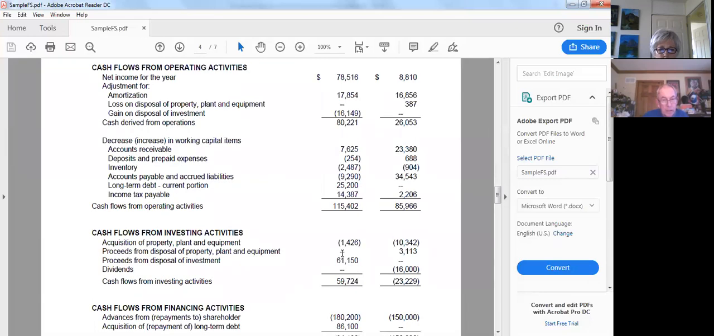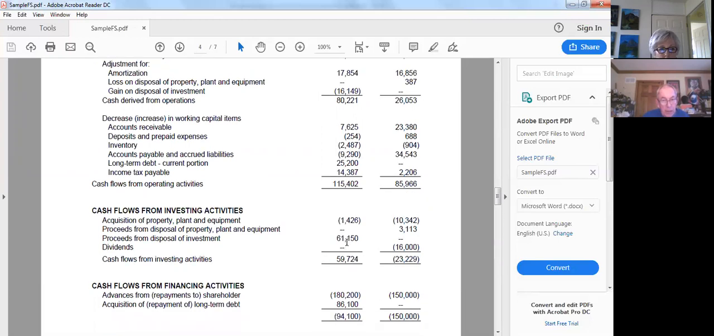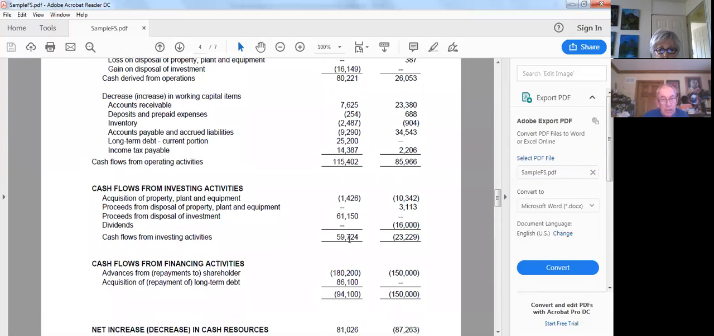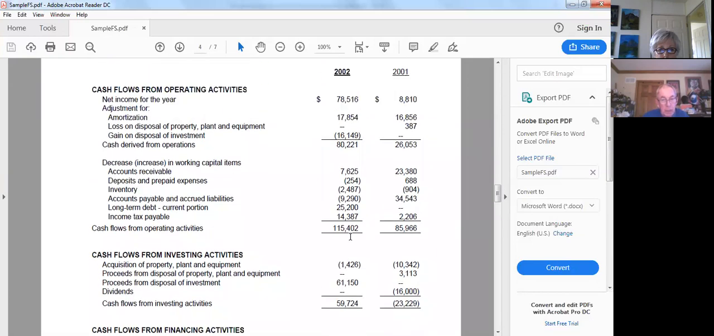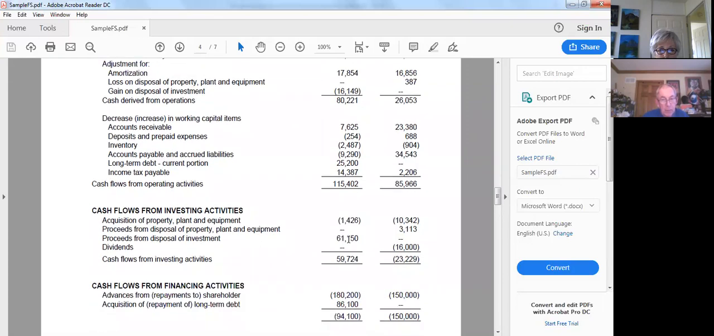Now you look at the cash flow from investing activities. So you subtract the amount you paid on your acquisition of property, and you add into that the total amount you got from the disposal of the investment, which means you got $59,724 from your investing activities, which is nice, but it's not as important as the number from the operating activities, because that's the ongoing business you can expect. If you're a manufacturing firm, you're expected to generate money from your manufacturing, not from your investing.